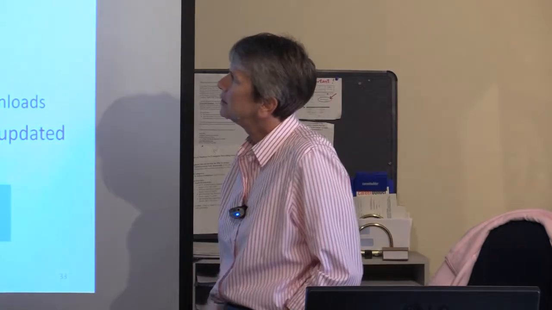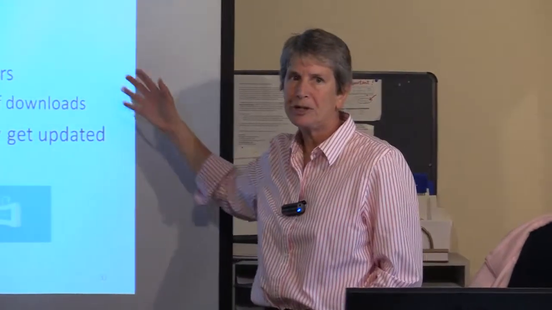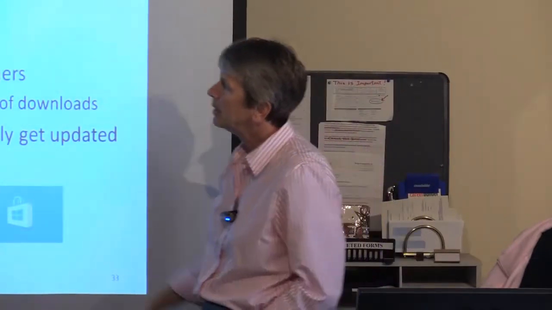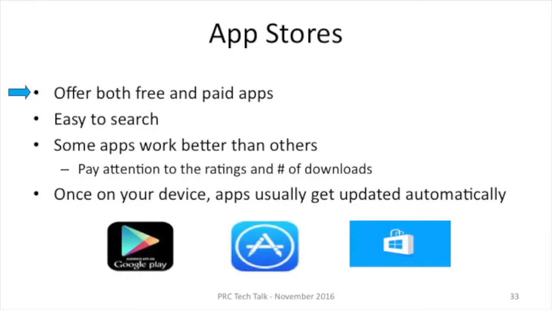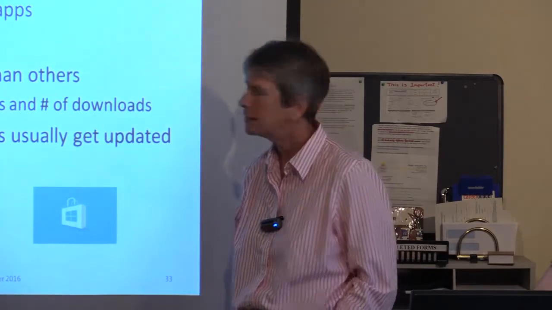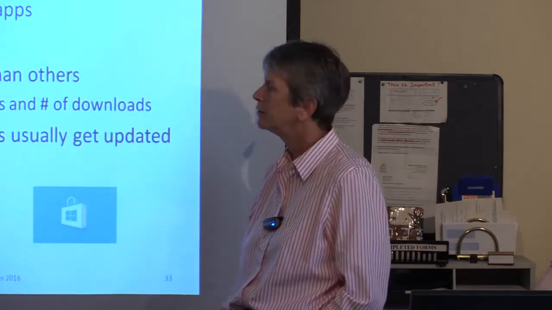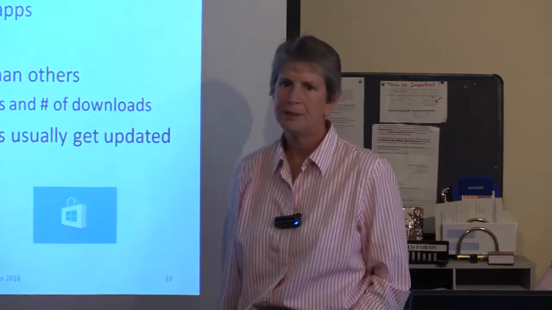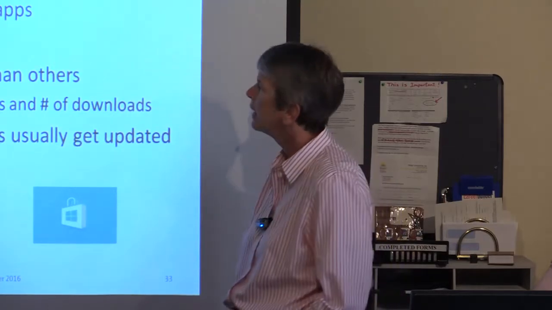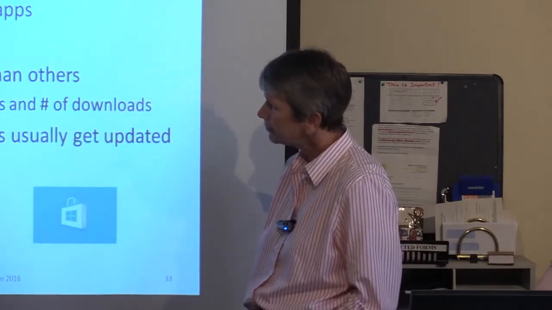Okay, so we talked about app stores for each of the different types. All of them offer both free apps as well as apps that you have to pay for. And generally, they're pretty easy to search. If you want a flashlight, you would just type in flashlight and it would download a flashlight. If you want an app for solitaire, you would type that into your search box. It would probably bring up 40 different solitaire games that you could play.